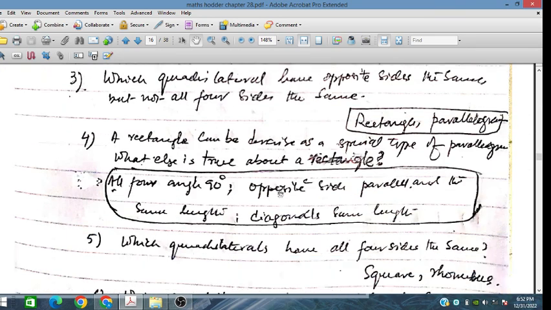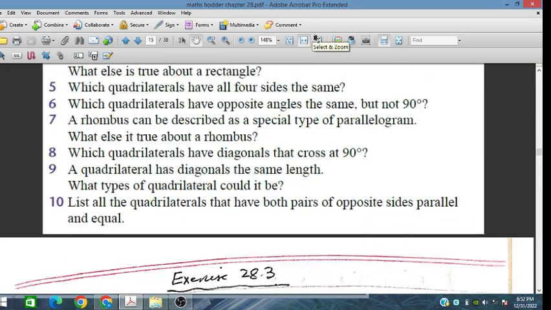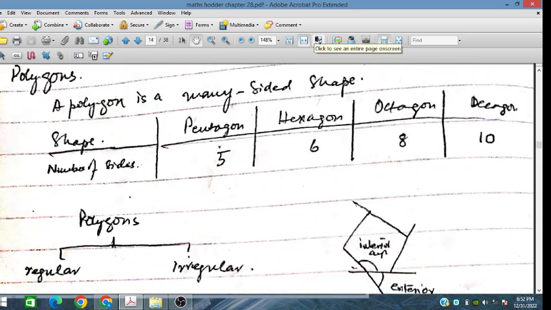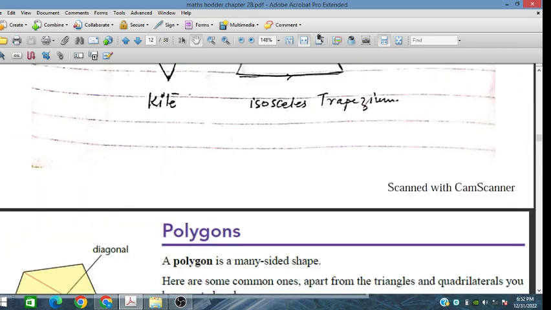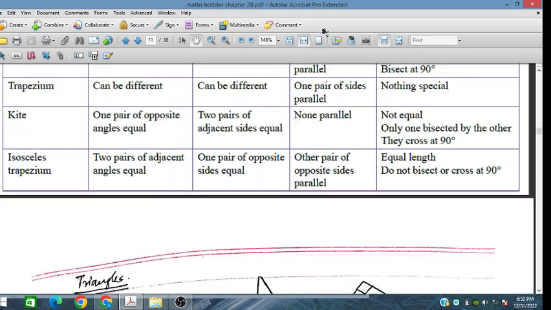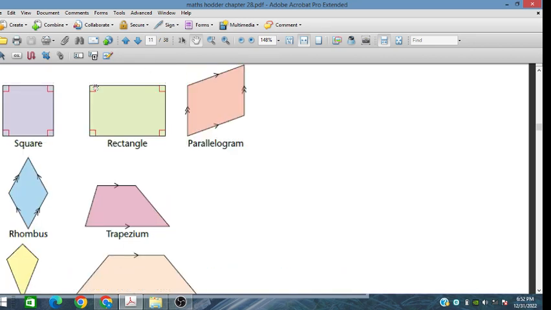A rectangle can be described as a special type of parallelogram. What else is true about a rectangle? All 4 angles are 90 degrees, opposite sides are parallel and the same length, and the diagonals are the same length. So using this rectangle, we can understand that the diagonals have equal length. If we draw this diagonal here and this diagonal here, the lengths of the diagonals will be the same.